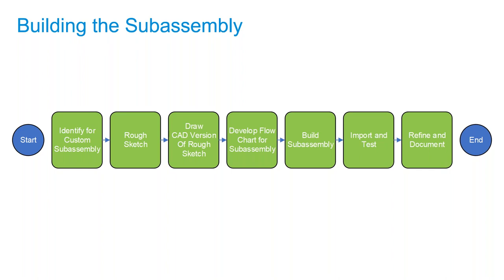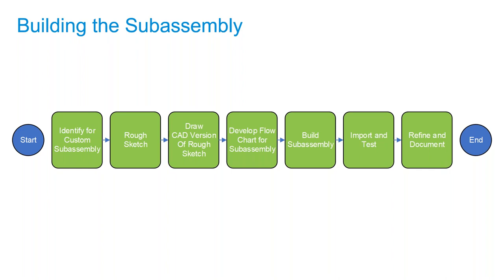And then we'll walk through the process of developing the flow chart for that subassembly. What are our input and output variables? What are the parameters that we're seeking? What are the solutions that we're seeking to solve for? And then we actually jump in and start building the subassembly. So we have all our backup material, we have all the supporting data, and we build our subassembly.